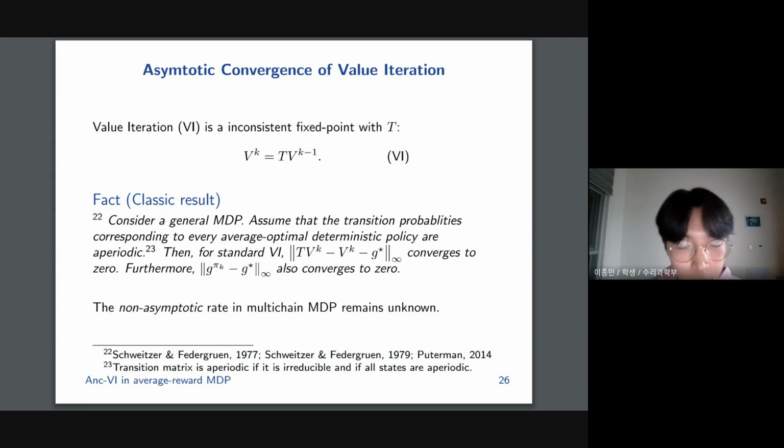However, there is one issue with this result, and that is that it says nothing about the convergence rate. To the best of our knowledge, the non-asymptotic rate in multi-chain MDP remains unknown, since this classic result only guarantees the asymptotic convergence of value iteration.